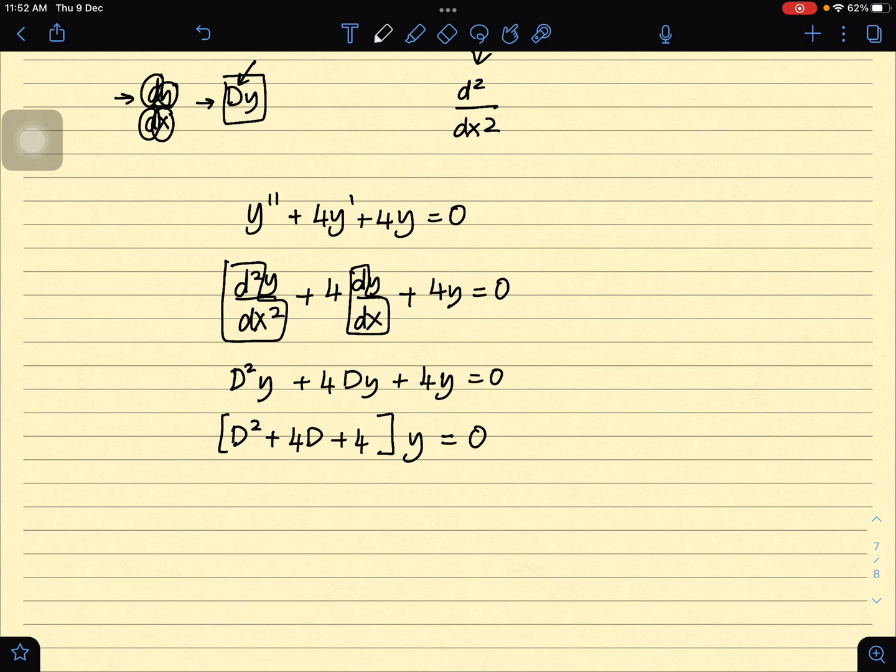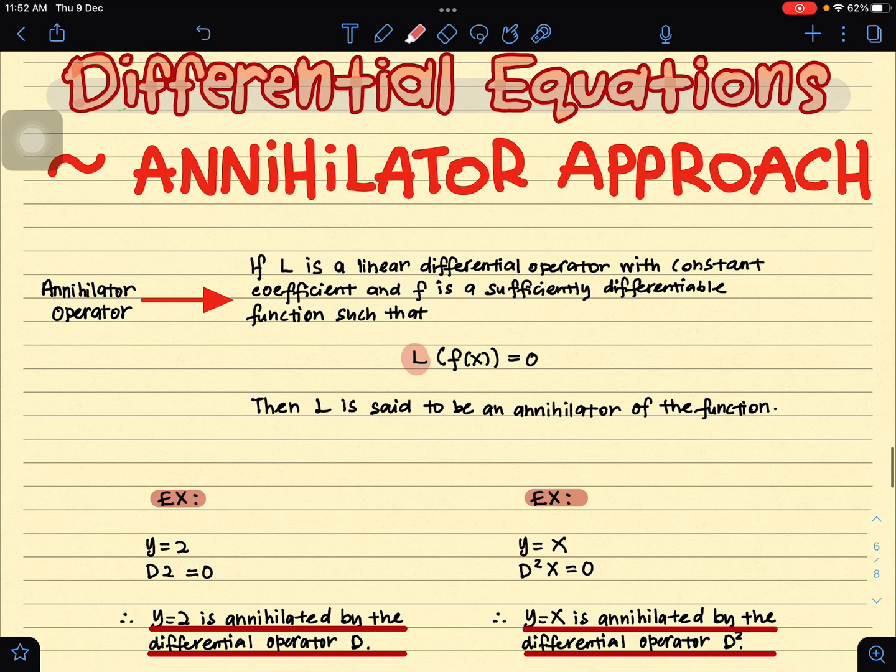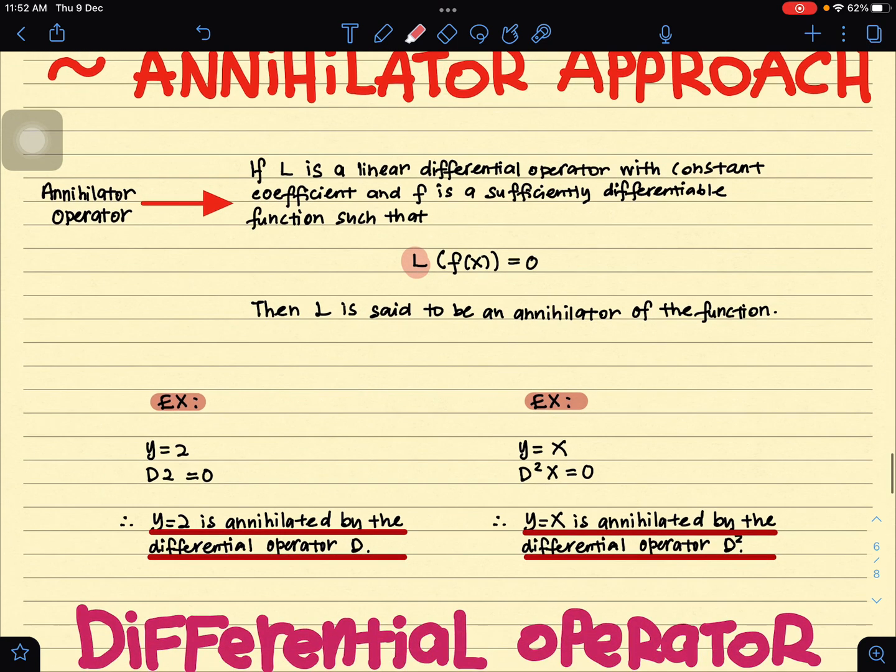From here, you can also get your roots. You can write this as (D plus 2) to the power of 2, y equal to 0. This part is called the differential operator of your differential equation. So the annihilator operator actually uses the differential operator, where the annihilator operator for each function is the differential operator that makes that function become 0. For example, you have y equal to 2.